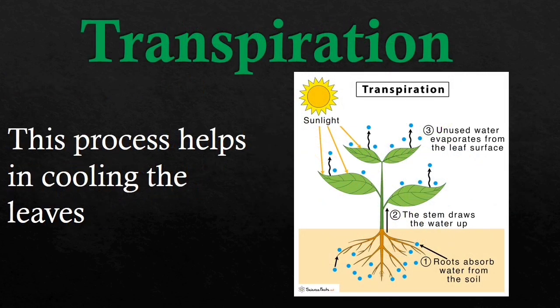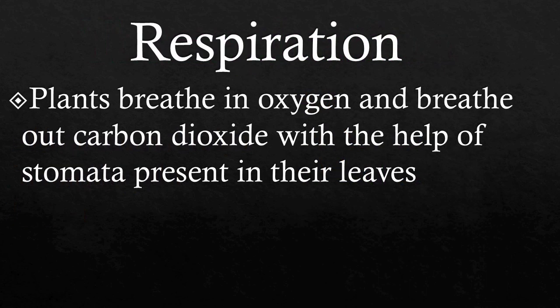Transpiration. It is the loss of water in the form of water vapor from the leaves of plants through their tiny pores called stomata. This process helps in cooling the leaves. Respiration. Plants breathe in oxygen and breathe out carbon dioxide with the help of stomata present in their leaves.